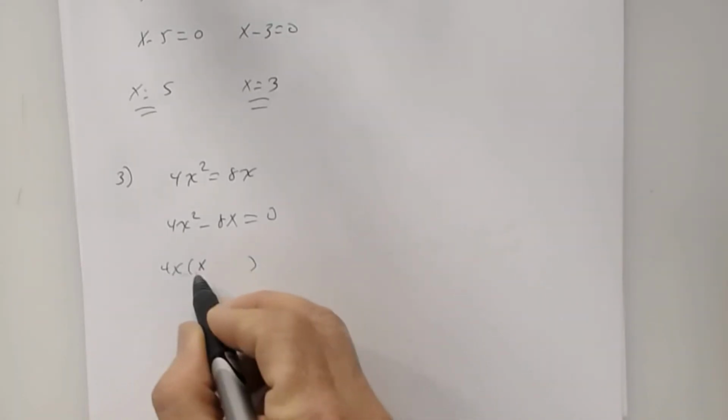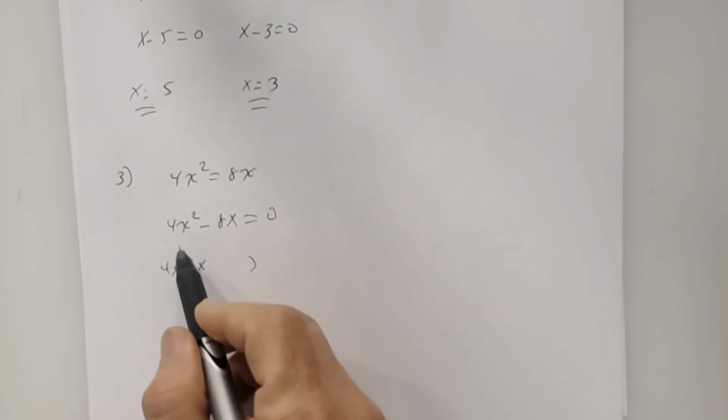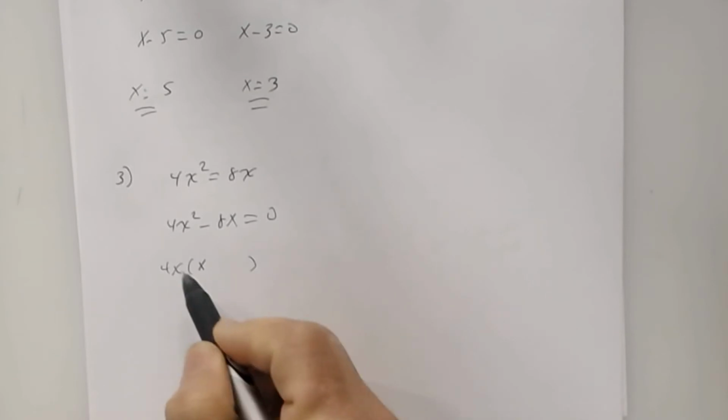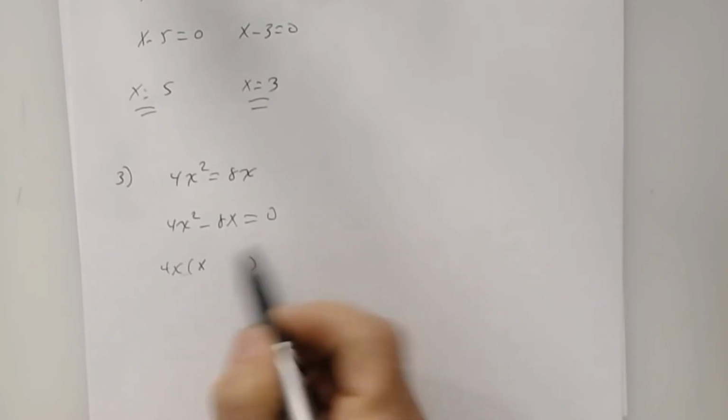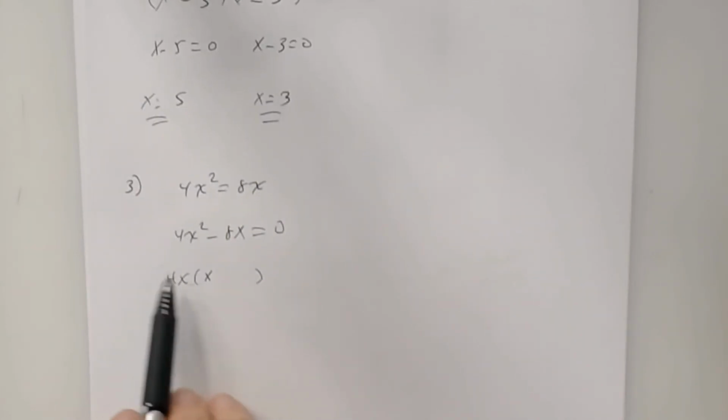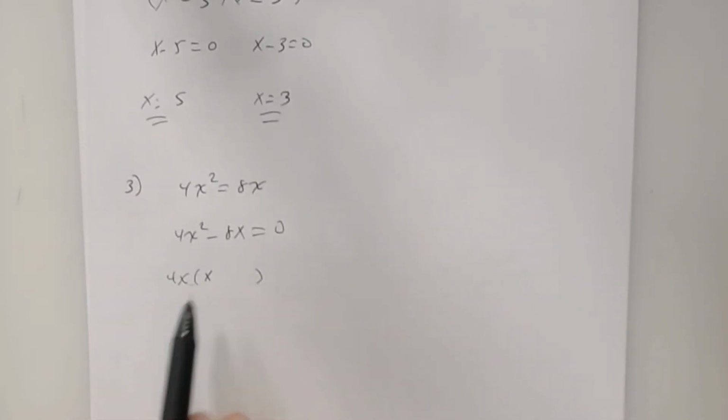X, because 4x times x is what? 4x squared. Remember, always look at what you have. You're dealing with the distributive property here, not the FOIL. You would have FOIL if this was a trinomial. This is not a trinomial. So you can use the idea of the distributive property instead.